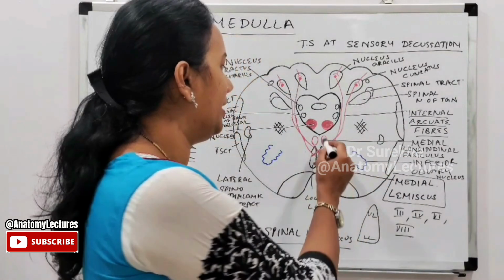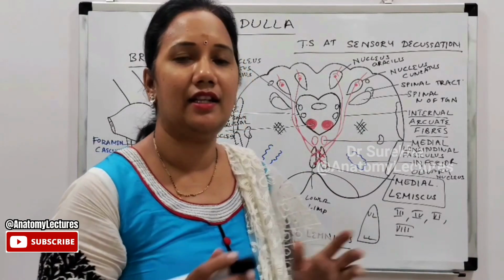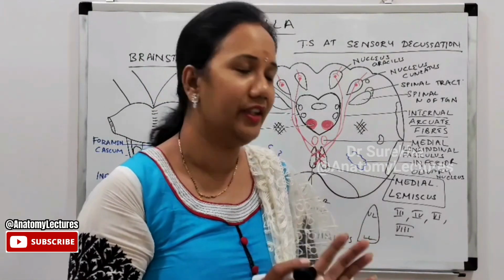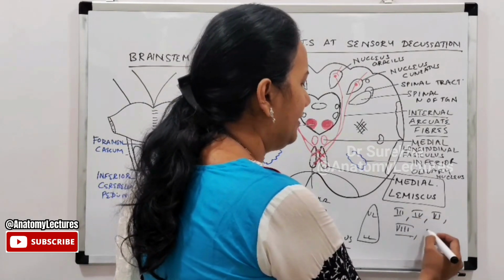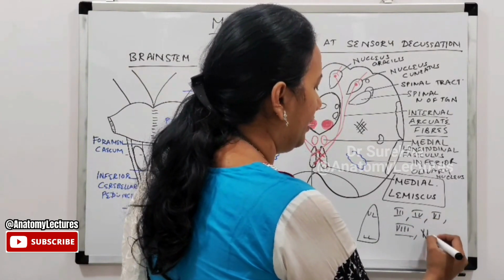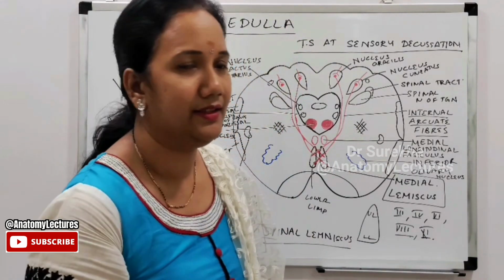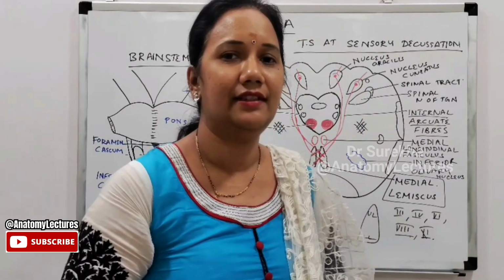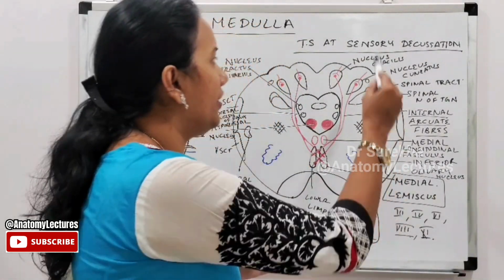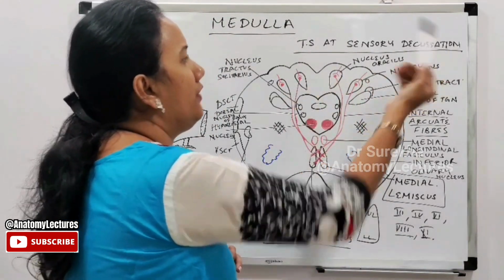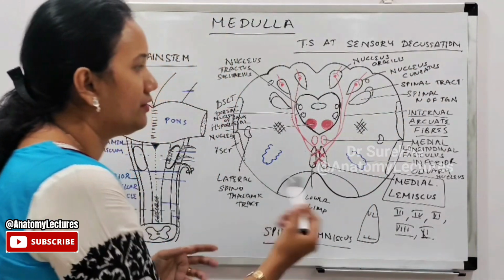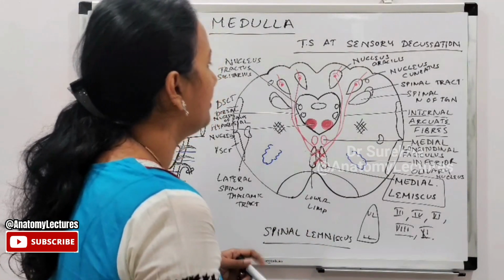So this medial longitudinal fasciculus is nothing but a compact bundle of nerve fibers which will connect the 3, 4, 6, 8 and spinal part of the 11th cranial nerve. That is the spinal part of the accessory nerve. So these are all the features which you see in the transverse section of medulla at the level of sensory decussation. So let's repeat once.